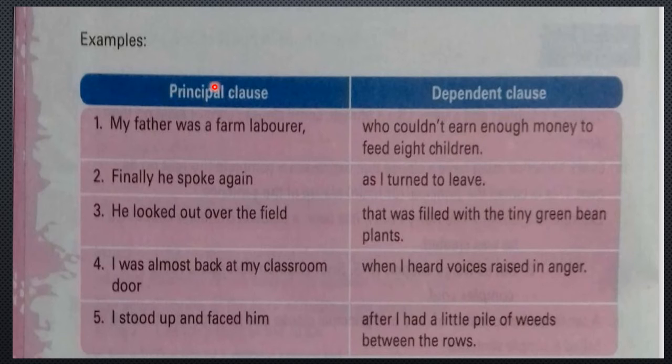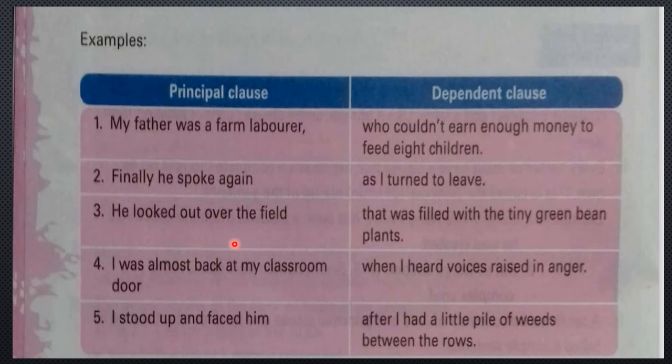So here it is. Examples of principal clause and dependent clauses are given here. My father was a farm laborer. This is a principal clause, and with it we can join a dependent clause: who couldn't earn enough money to feed 8 children. So this will give you a complex sentence. Second one, finally he spoke again, as I turned to leave. So as I turned to leave, that part is dependent, and this is your principal clause. Together they will give you a complex sentence.